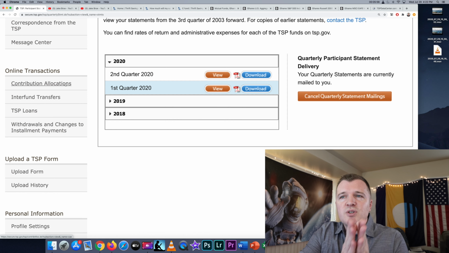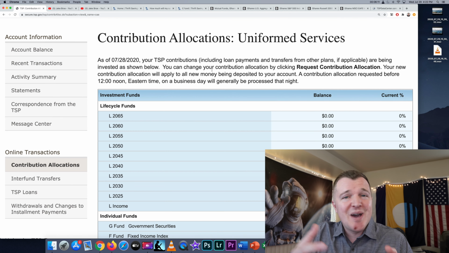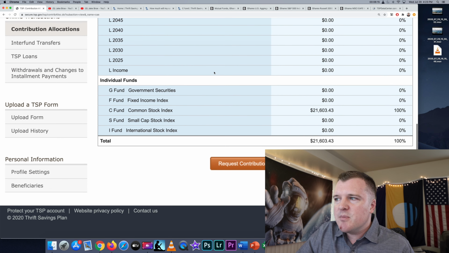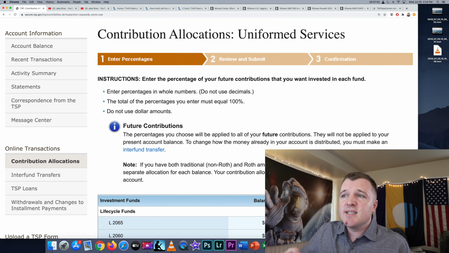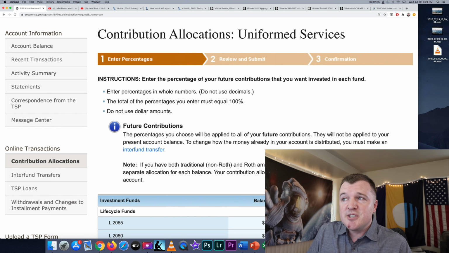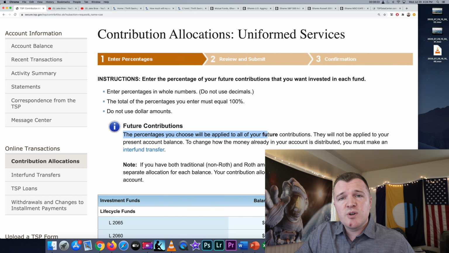So contribution allocations. If you click on this, we can change our contribution allocations. I'm not going to do it, but I will show you how to do it. Under contribution allocations, scroll down to the bottom, push the button request contribution allocation. It tells us to enter percentages in whole numbers, no decimals. The percentages must equal 100%. We can't use dollar amounts. And it even says the percentages you choose will be applied to your future contributions.